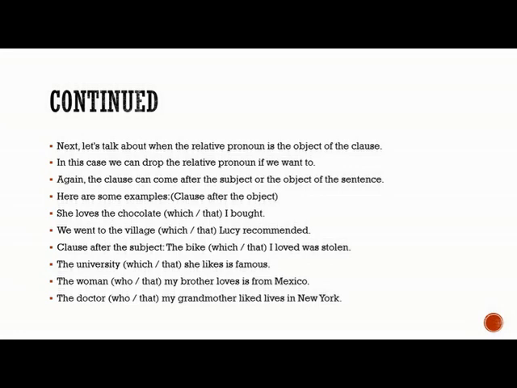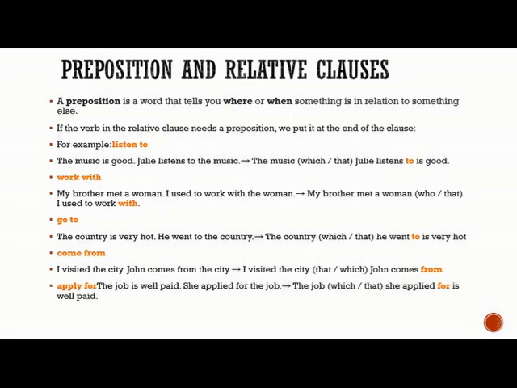A clause after the subject. The bike which or that I loved was stolen. The university which or that she likes is famous. The woman who or that my brother loves is from Mexico. The doctor who or that my grandfather liked lives in New York. Okay, so the object is your grandfather, the subject is the doctor, and New York.